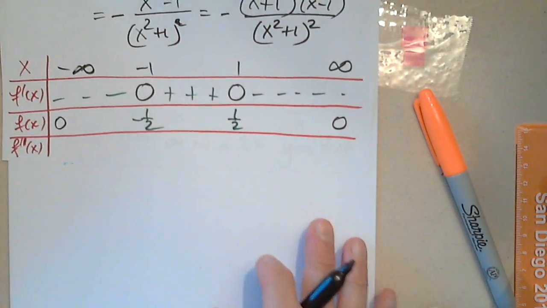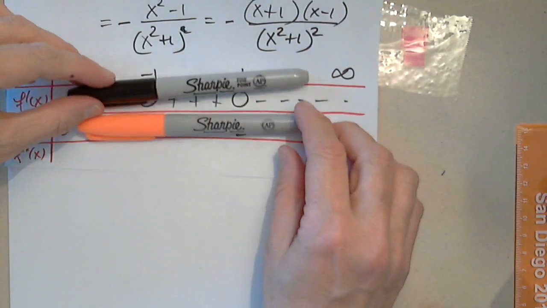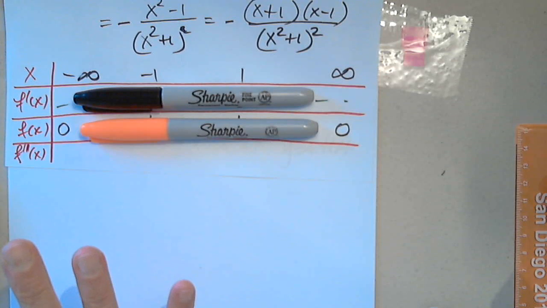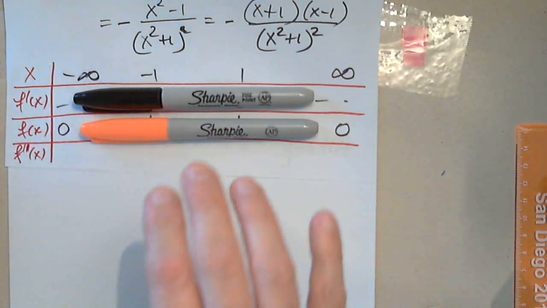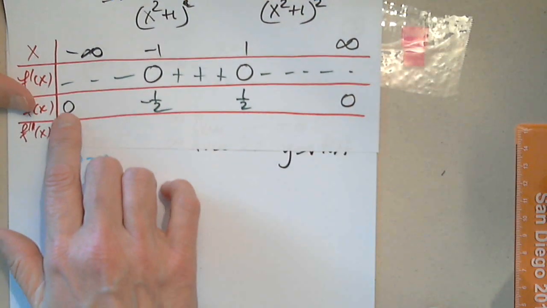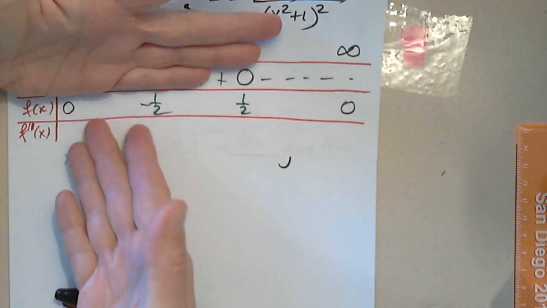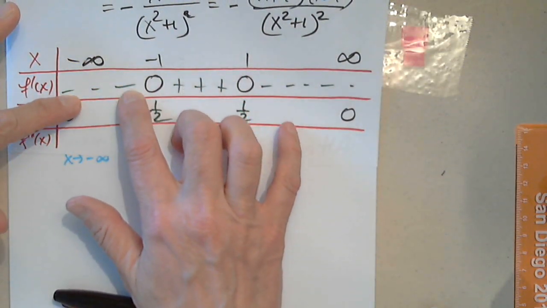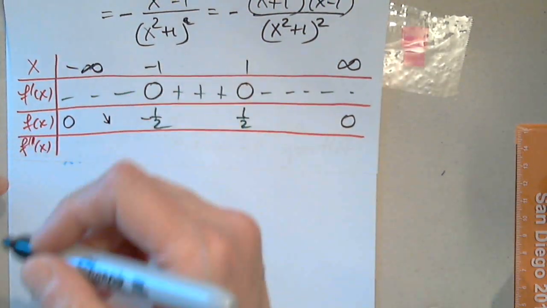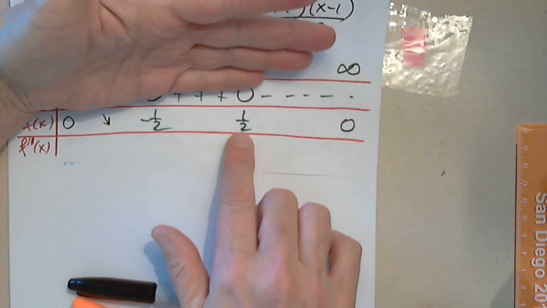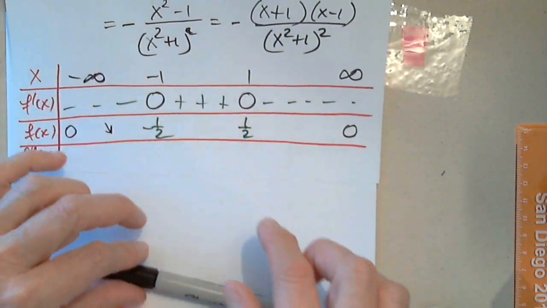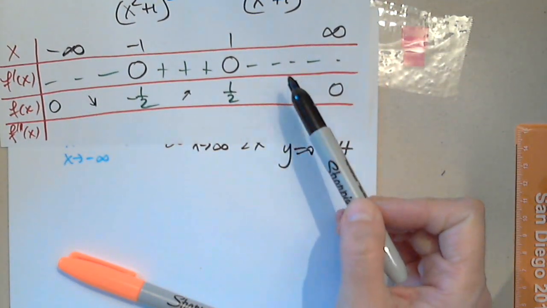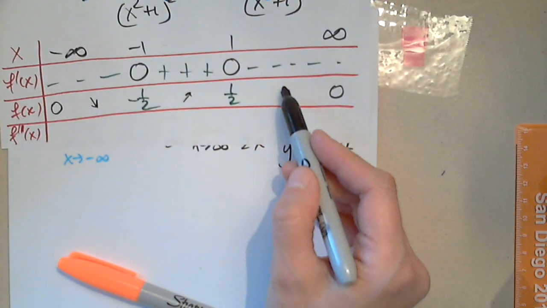At this point in time, before I proceed, I need to make sure that these two rows go in sync. This is the moment I catch my mistakes. And now let's see. From 0 to negative 1 half, the function is decreasing. Is that supported by the sign of the derivative? Yes, it is. The function from negative 1 half to 1 half is increasing. Is that supported by the sign of the derivative? Yes, it is. From 1 half to 0, the function is decreasing. Is that supported by the sign of the derivative? Yes, it is.